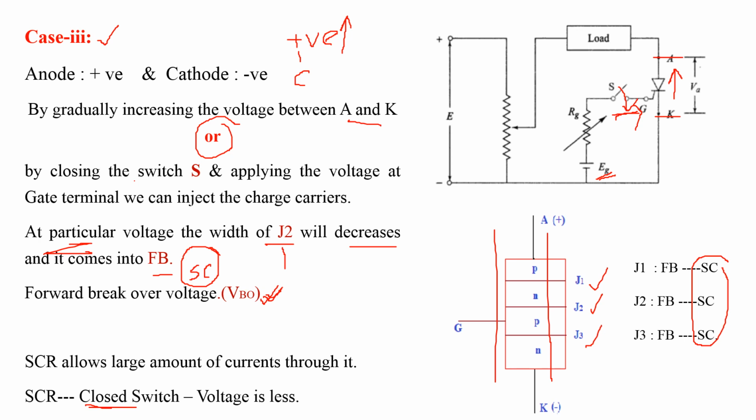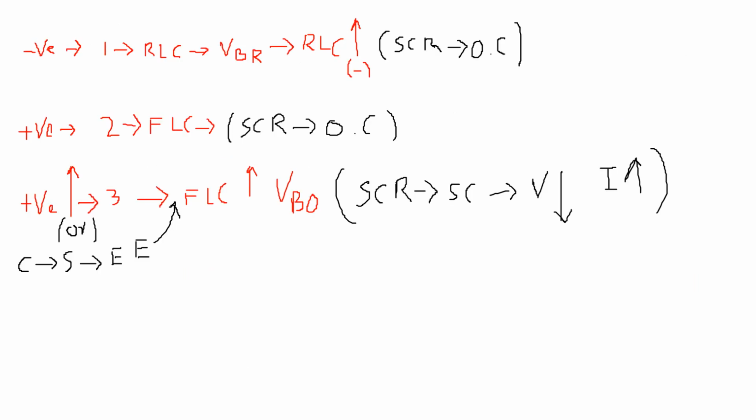Now by using this analysis we are going to draw the static VI characteristics of SCR. This is the analysis of the three cases. In the first case we apply the negative voltage. Due to the negative voltage we get a small amount of reverse leakage current. If we increase this negative voltage to a particular value, we get an increment in reverse leakage current, and in this case SCR acts as an open circuit.